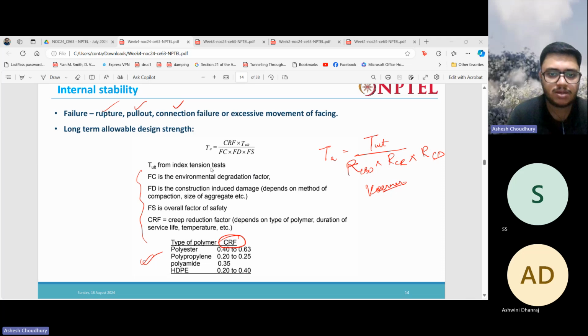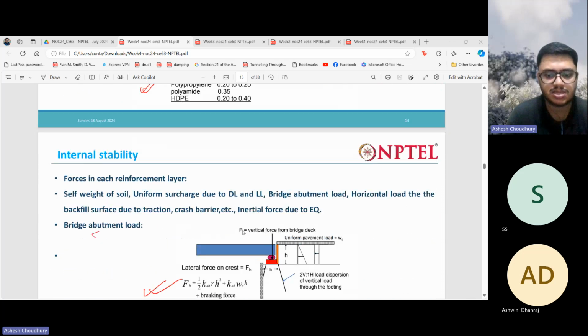Then the long-term reliable design strength: how to find out the reliable tensile strength, obviously by dividing with the reduction factors you found out. So I am not discussing this again.